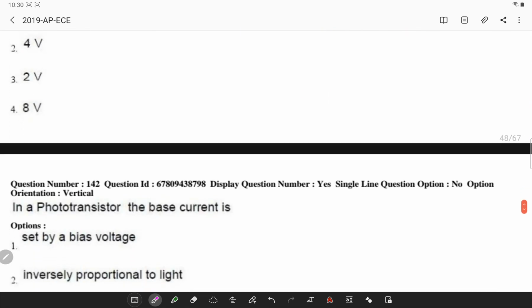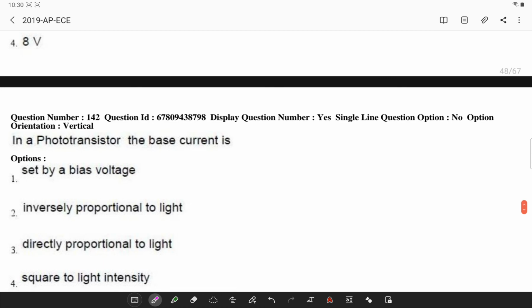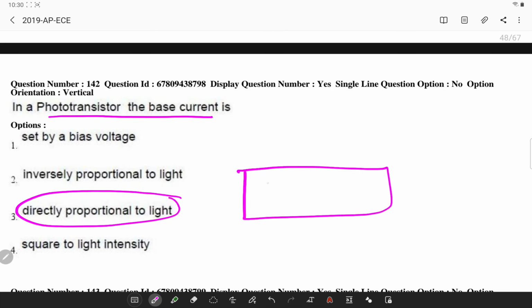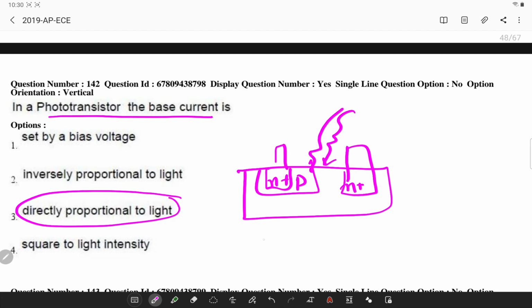Next, in a phototransistor, the base current is directly proportional to light. So if you remember a phototransistor, it will have an N plus region in a P base and an N plus region. So whenever you have light, the light is directly proportional to the base current.